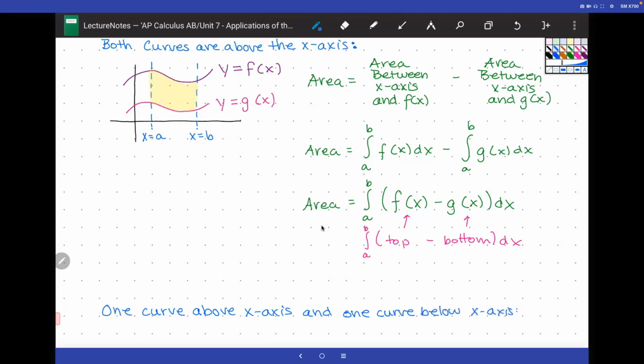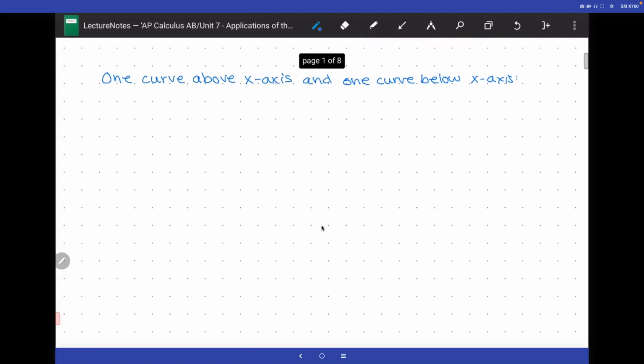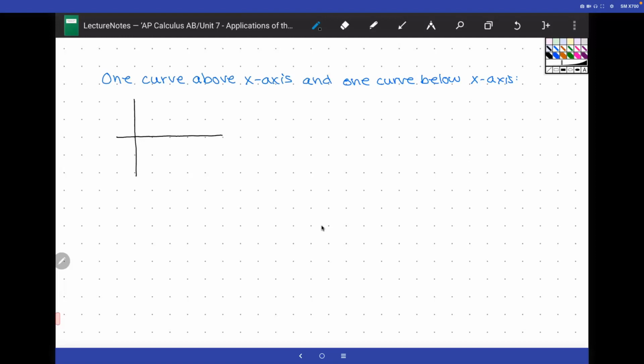Is my laptop in your way? Okay. Anybody still need the old stuff? Ready. So we'll set up another graph here. I'll put y equals f of x above the x-axis, y equals g of x below the x-axis. We'll put our two vertical lines, x equals a, x equals b, and we're looking at this area.